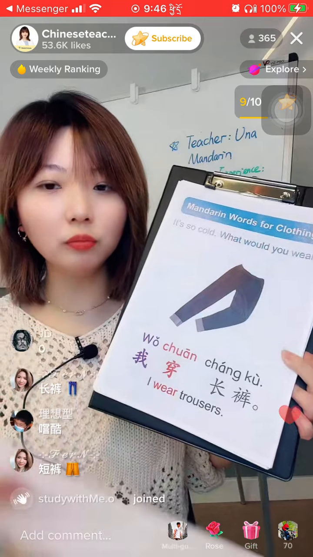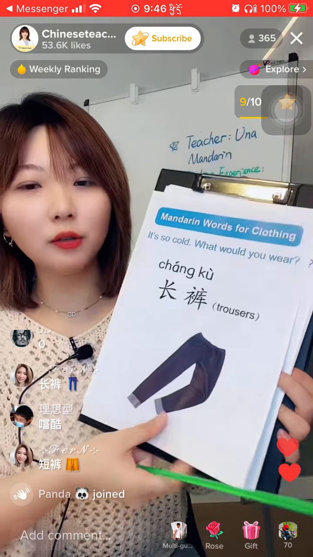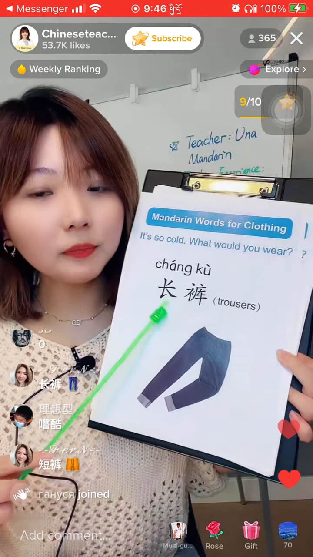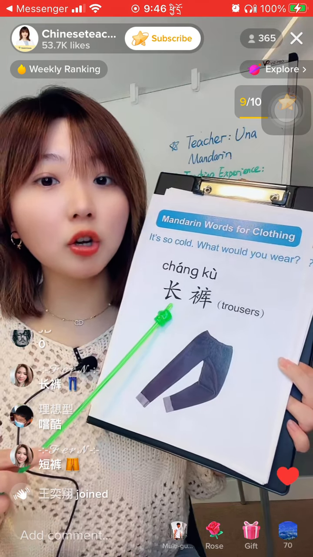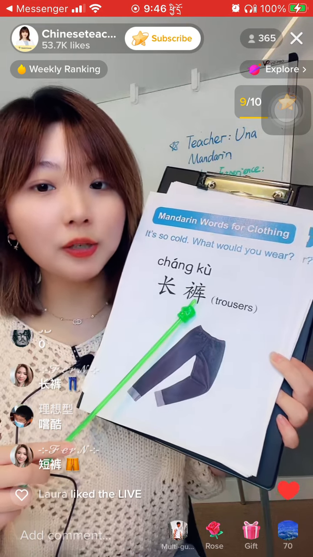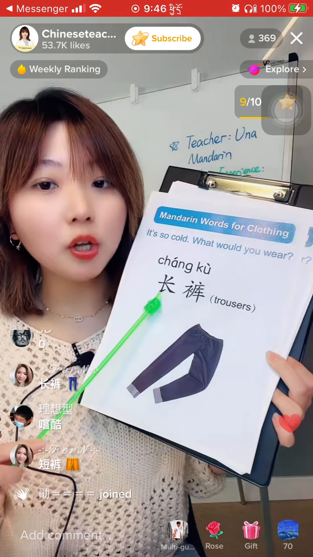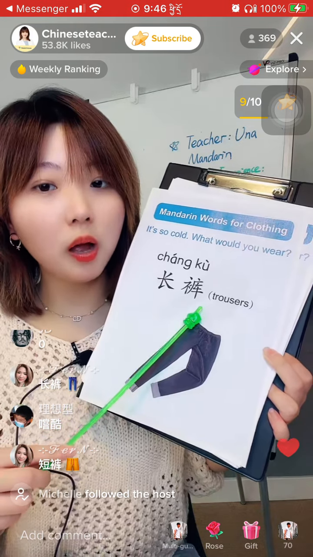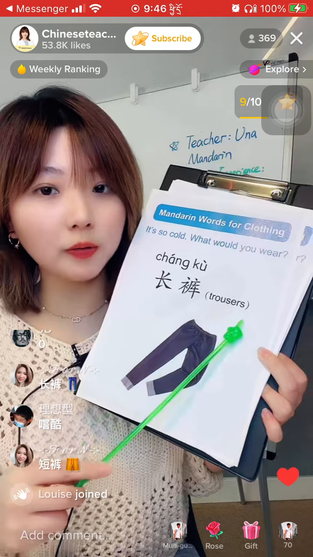When we say 长裤, there is no meaning here. Let me introduce on this page. So 长 literally means long. 裤 literally means the pants or trousers. So 长裤 means long trousers.